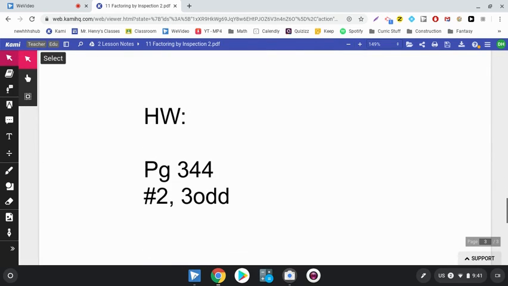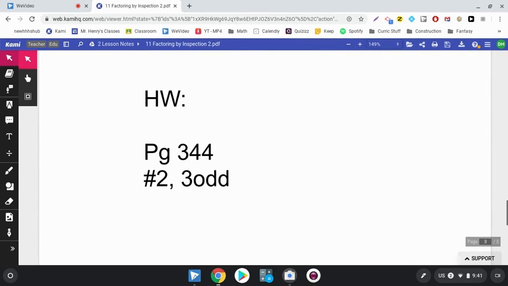So homework, page 344, you're going to do number 2, and then number 3, you're just going to do the odd ones. And then you have your weekly assignment that will be posted as well. And you can do that one, submit it, and it'll count towards your final grade. So there you go. And that is the video for today.